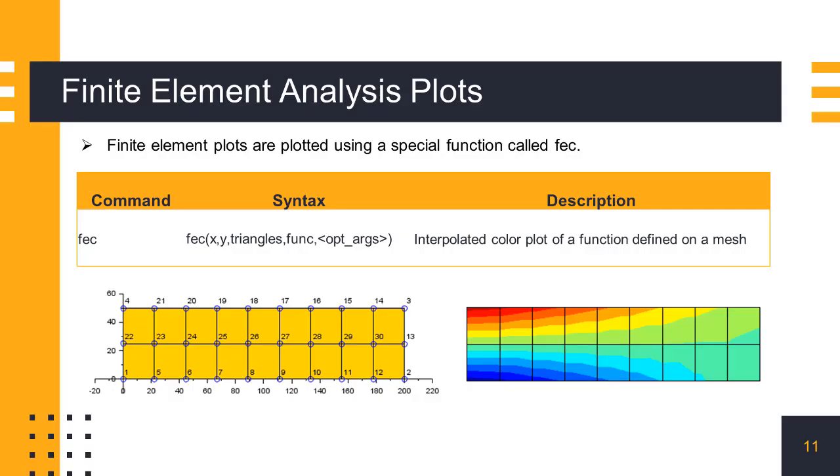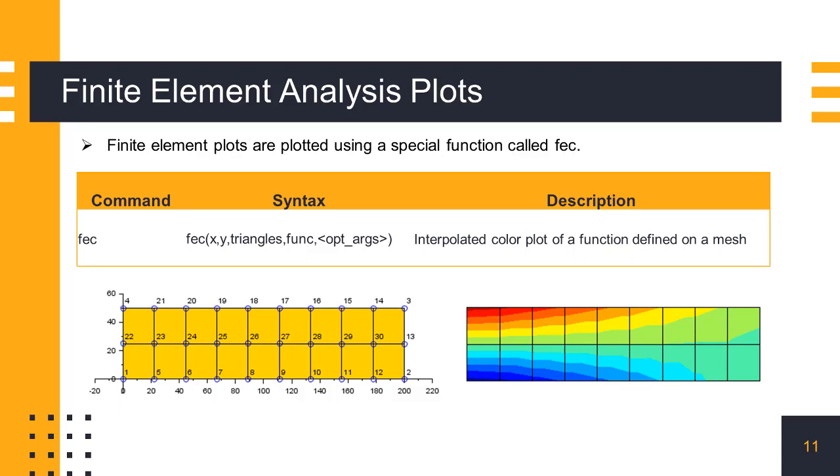FEC function is used for plotting results from 2D finite element analysis. It can plot triangle or quadrilateral elements and interpolate color values specified at the nodes across the element surface. A color bar is used along with the plot to understand the variation of color on the plot.